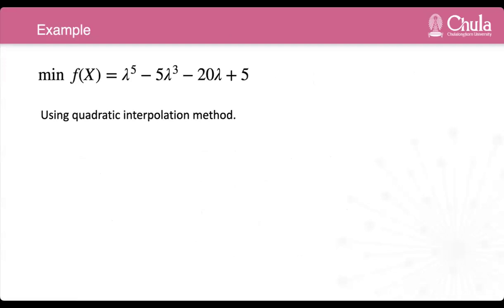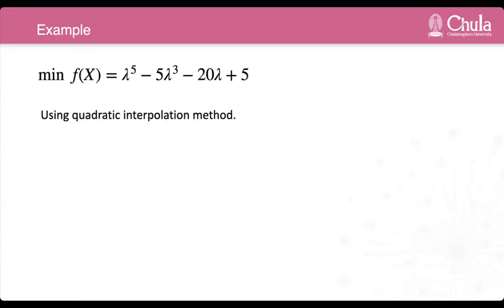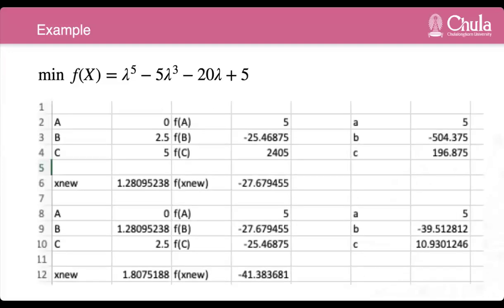Okay, so we repeat it here. With this function, you see that it's not a quadratic function, right? But we're going to estimate it with a quadratic function. With a quadratic function, you need 3 points: A, B, C, lambda A, lambda B, lambda C. And you evaluate FA, FB, FC.